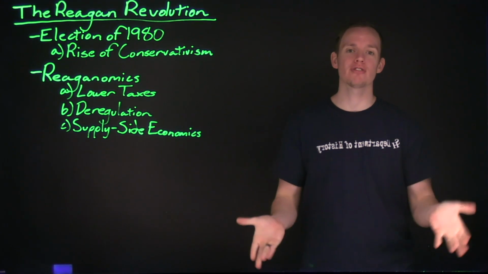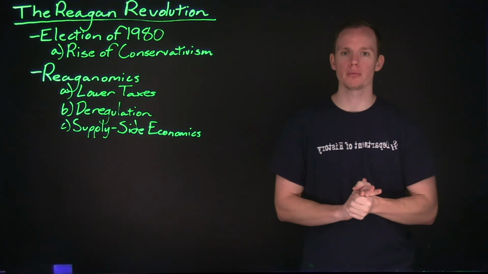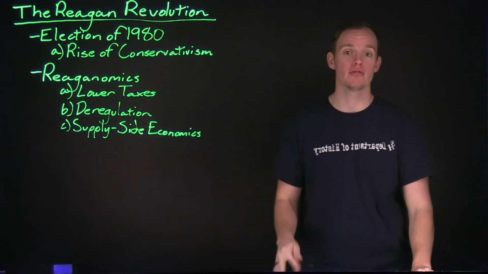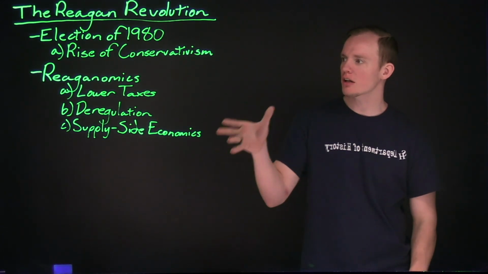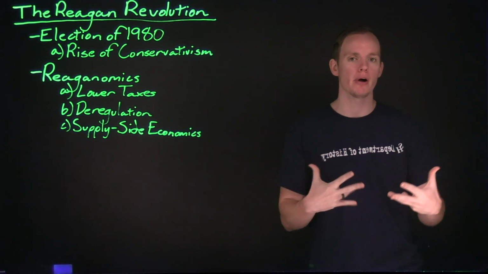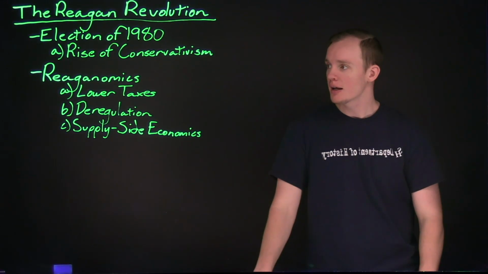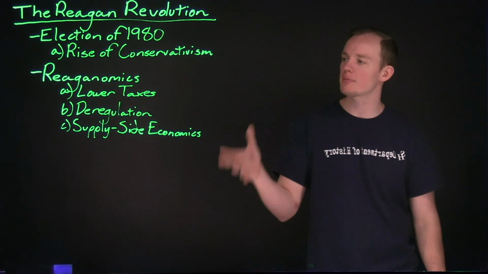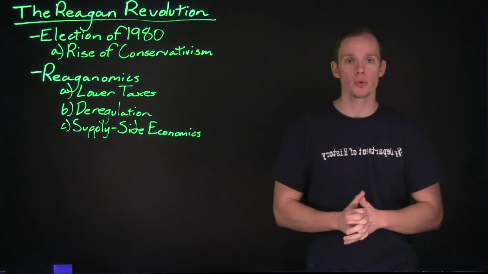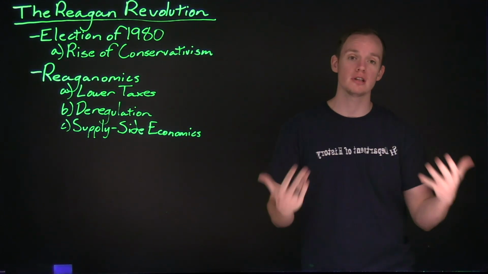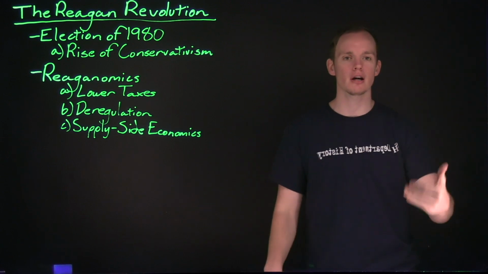Now, focusing first on the domestic policies of the Reagan administration and how they're going to come to define the modern-day Republican Party, let's take a look first at his economic policies that he's going to begin to implement. Now, his economic policies collectively have become known as Reaganomics, to where he would call for lower taxes as well as deregulation to try to get the American economy moving again.